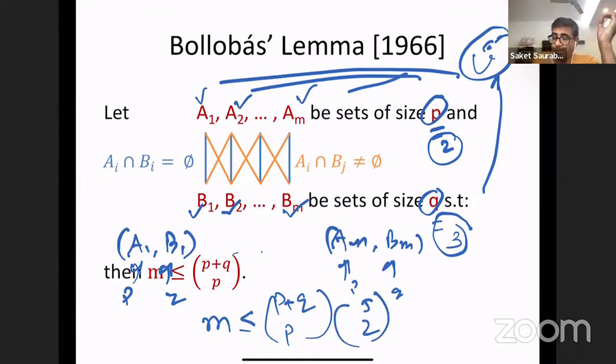right? So I'm telling you, you think of any universe of any size, and I ask you, how many pairs of 2, 3 size sets can you create such that, if you look at the pair themselves, they do not intersect, but if I look at AI and see its intersection with any other BJ, they do intersect, right? So how many such pairs of sets can you make? This is upper bounded by P plus Q choose P. So in our setting it is 5 choose 2.